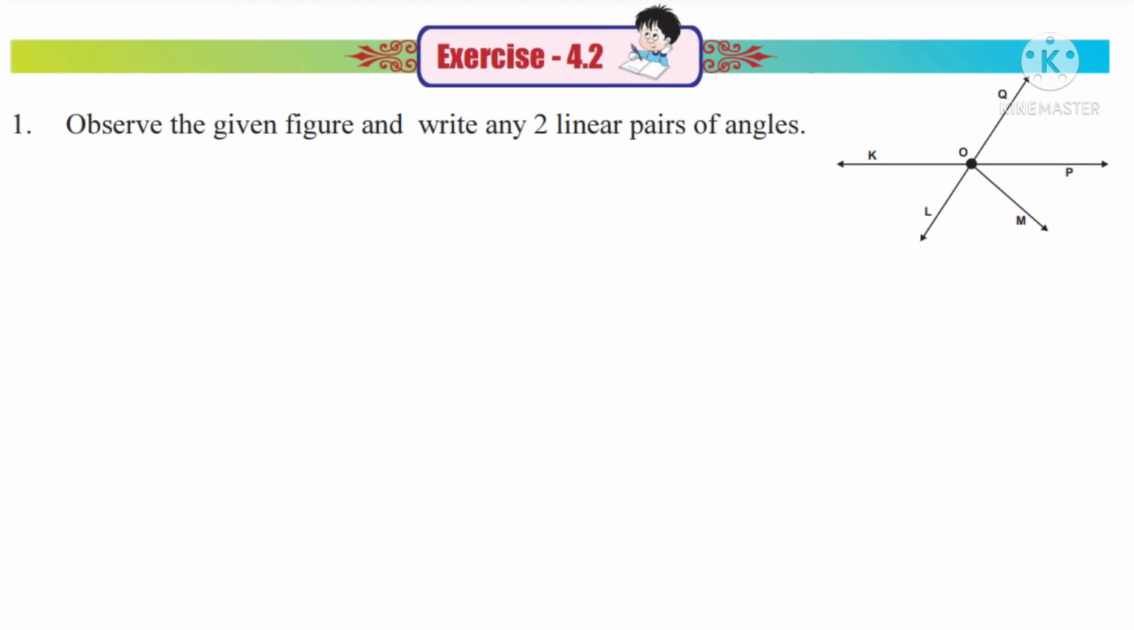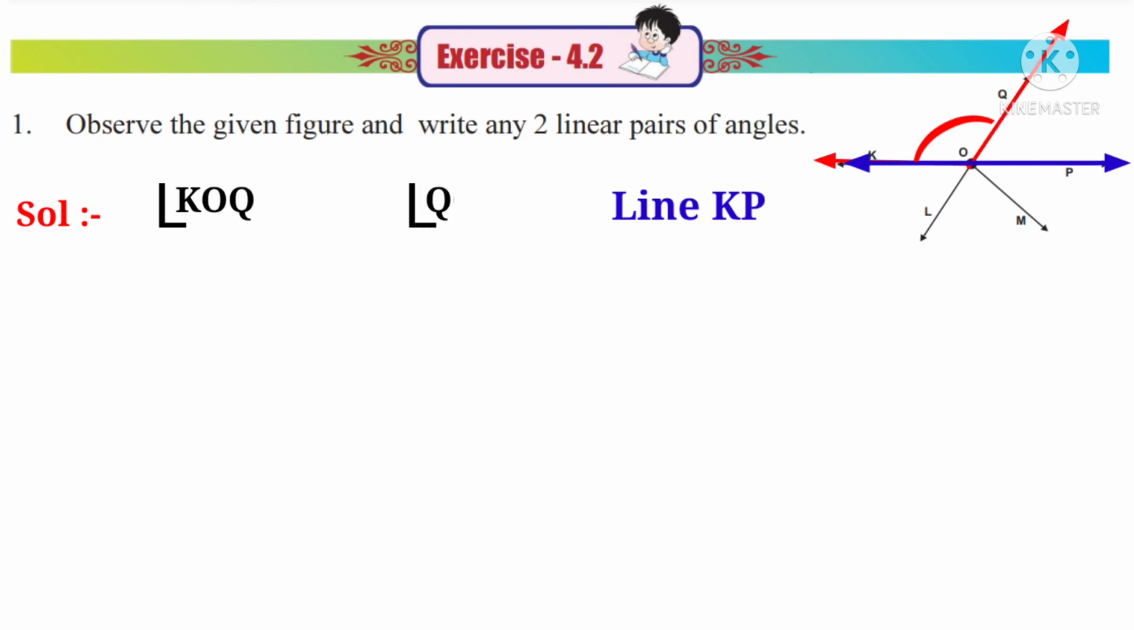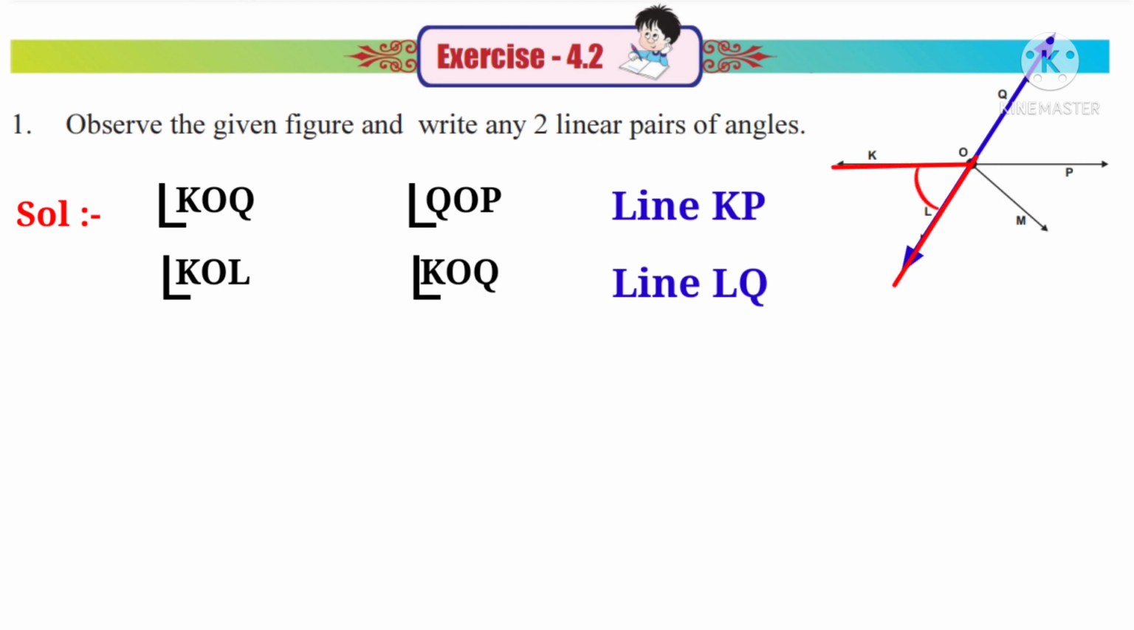First problem. Observe the given figure and write any two linear pairs of angles. Solution. On the line KP, we observe two adjacent angles. One is angle KOQ, another is angle QOP. Both lie on the same line, so they form a linear pair of angles. Now on the line LQ, angle KOL and angle KOQ are adjacent angles and also lie on the same line LQ. So they also form a linear pair of angles.